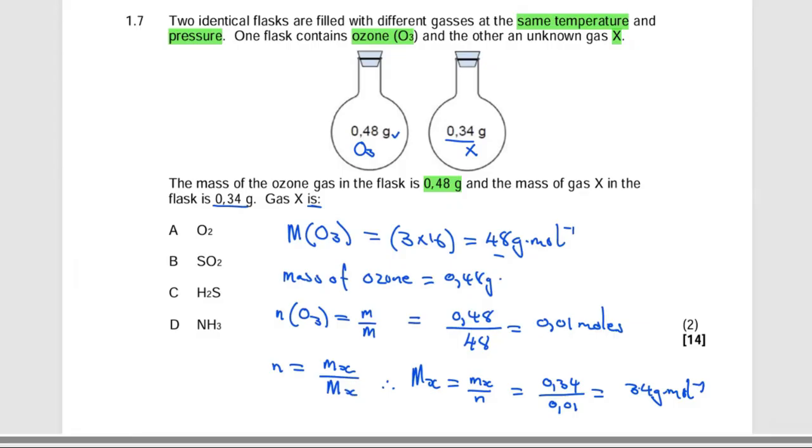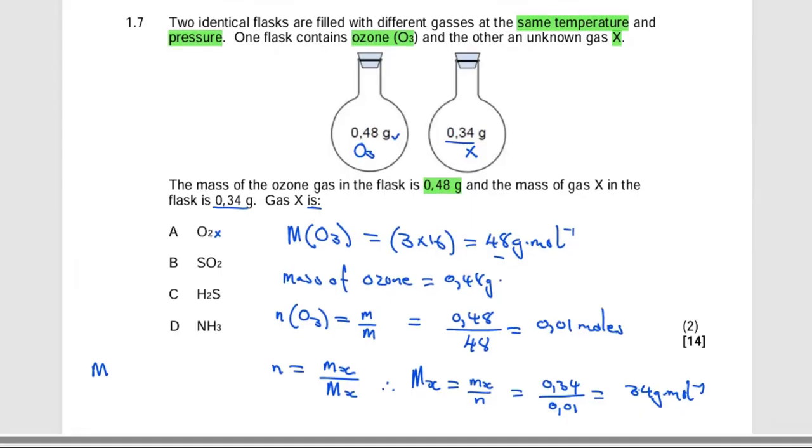So we are getting a value of 34 grams per mole, because we're using the same number of moles. Then we have to look at the molar mass of each option, so we're going to compare all of them. Start with O2: the molar mass of O2 is the same as 16 multiplied by 2. Then for sulfur dioxide, the molar mass is the same again. Sulfur has a mass of 32, multiplied by 1, plus again oxygen, which is 16 times 2, right?